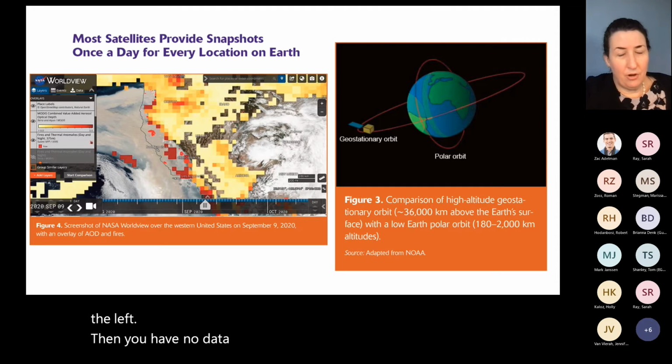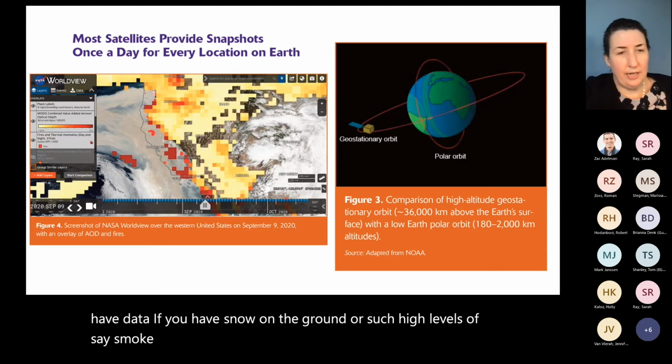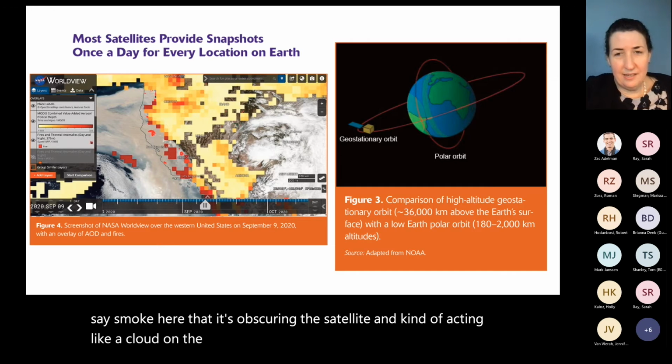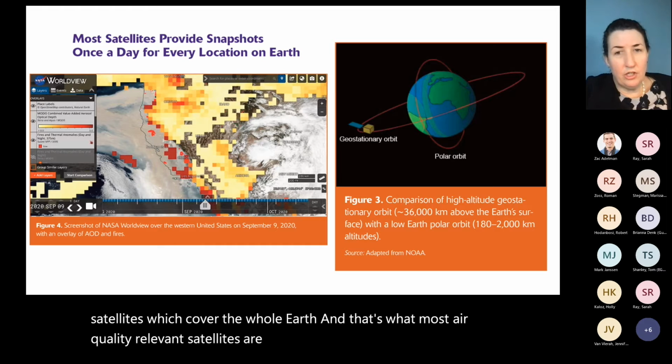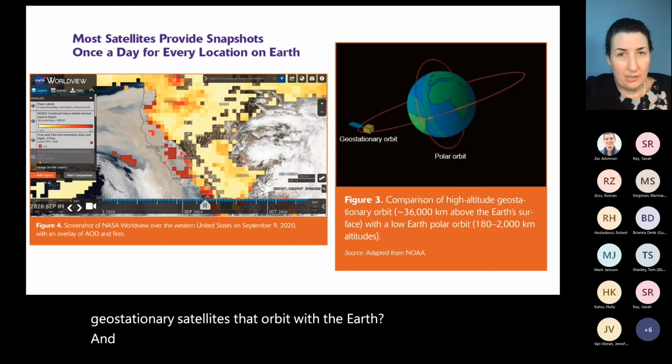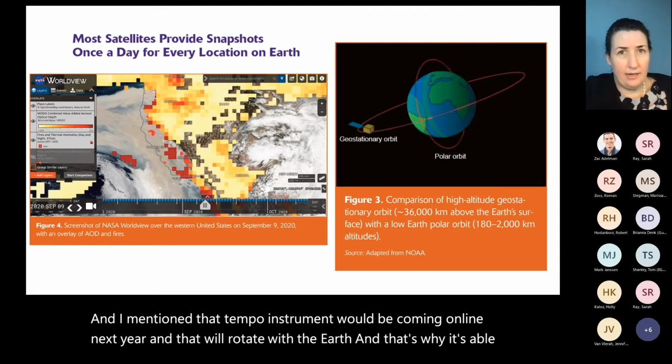You also don't have data if you have snow on the ground or such high levels of, say, smoke here that it's obscuring the satellite and kind of acting like a cloud. On the right is this distinction between polar orbiting satellites, which cover the whole Earth, and that's what most air quality relevant satellites are now, and what are called geostationary satellites that orbit with the Earth. And I mentioned that TEMPO instrument would be coming online next year, and that will rotate with the Earth, and that's why it's able to provide hourly data over North America.